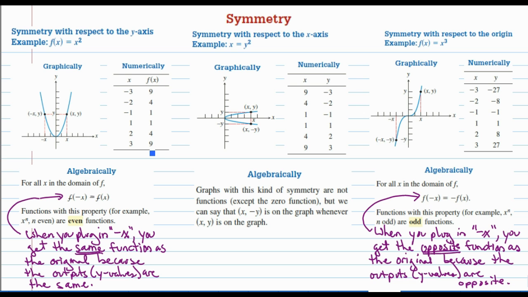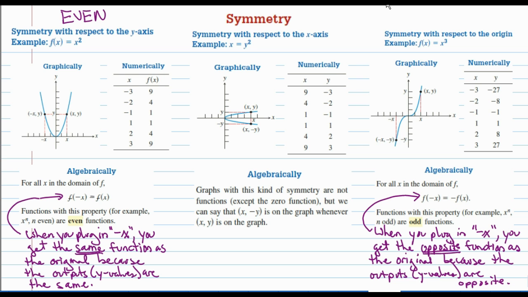Algebraically, what that means is if I plug in a negative x into the function, I should get out the same exact value, or that will equal what I get when I plug in positive x to the function. And we'll look at some examples of these in a second. A nickname, by the way, for this is even symmetry.